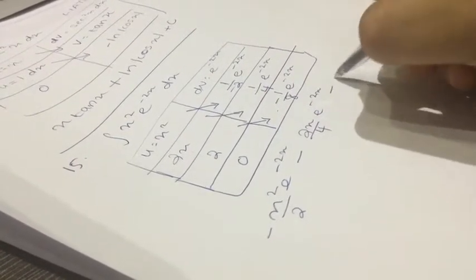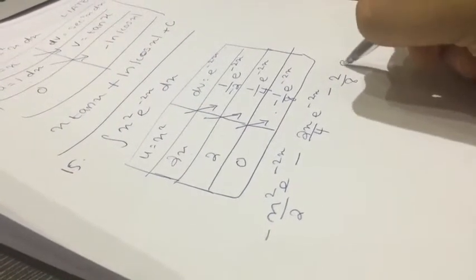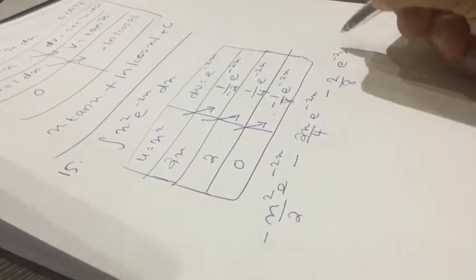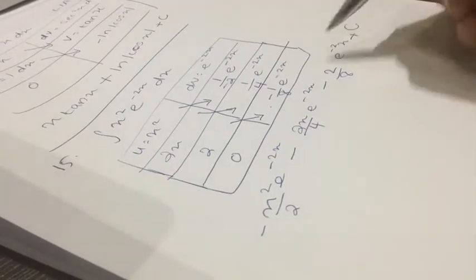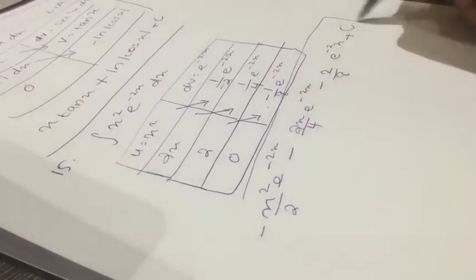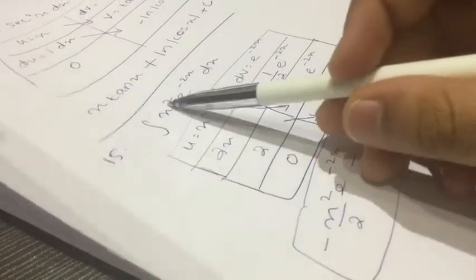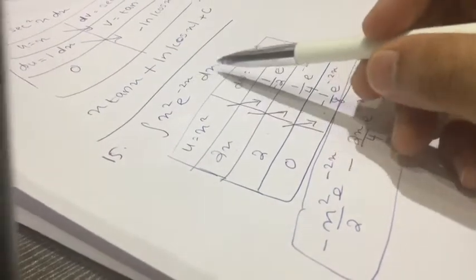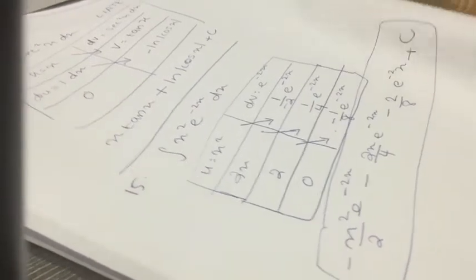which is already negative, 2 over 8 e to the power of negative 2x, plus c. Now this is the integration of x squared e to the power of negative 2x dx found by integration by parts. Let's see another two examples.